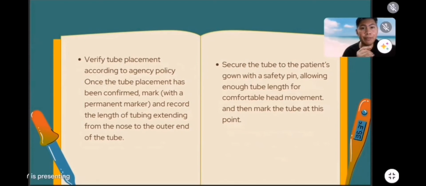You must verify the tube placement according to the agency's policy, and once the tube placement has been confirmed, mark it and record the length of the tube extending from the nose to the outer end of the tube. You can mark the tube with a permanent marker. Secure the tube to the patient's gown with a safety pin, allowing tube length for comfortable head movement, and then mark the tube at this point.